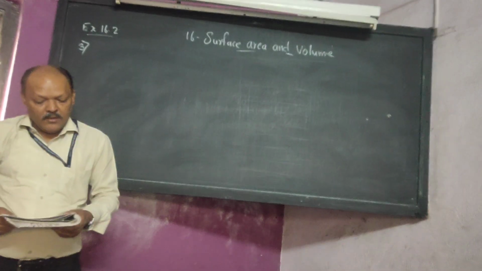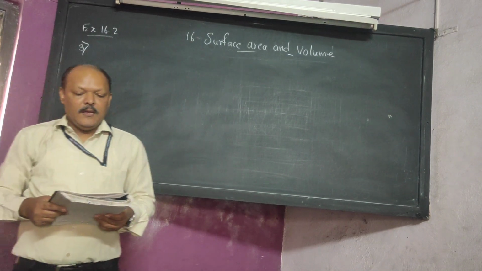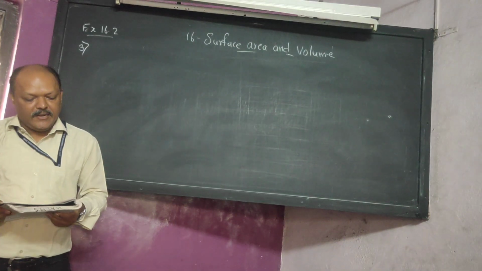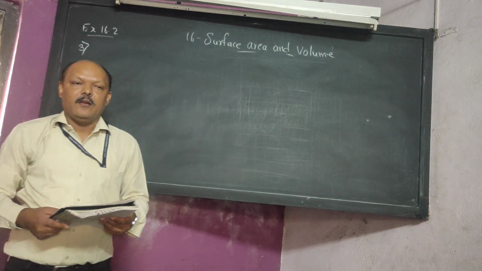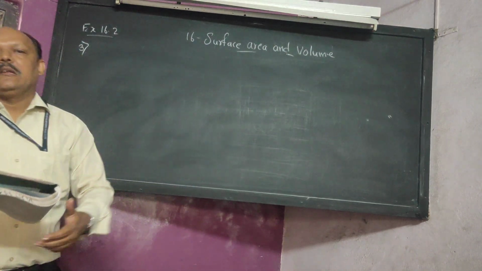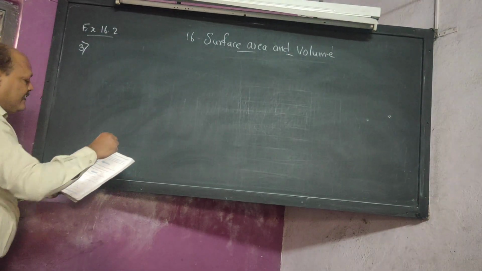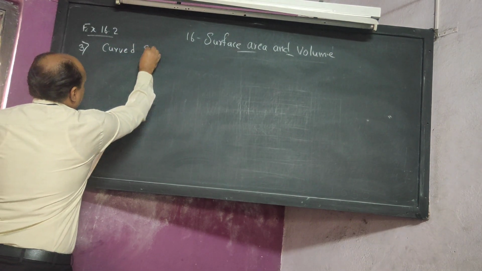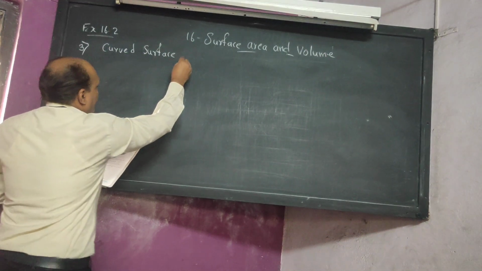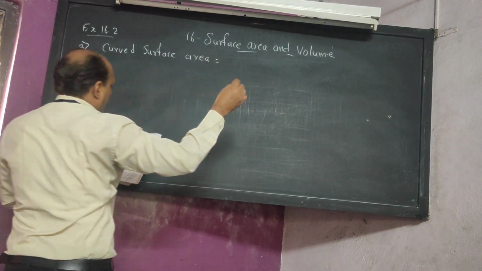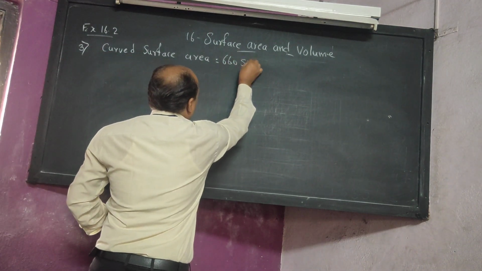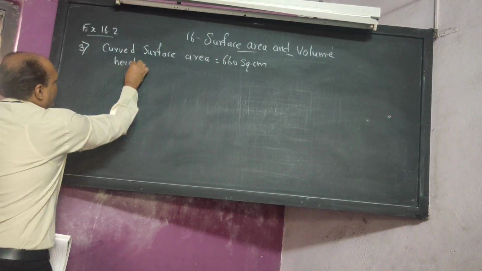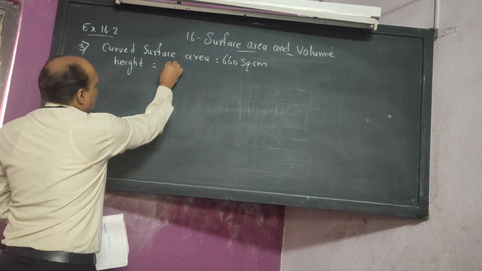Okay, sum number 3. Find the area of a base and radius of a cylinder if its curved surface area is 660 square centimeter and height is 21 centimeter. Here we have to find the base area as well as the radius. Two things we have to find here. What is given here? In the third question, the curved surface area of a cylinder is given, that is 660 square centimeter, and height is given to you, 21 centimeter.